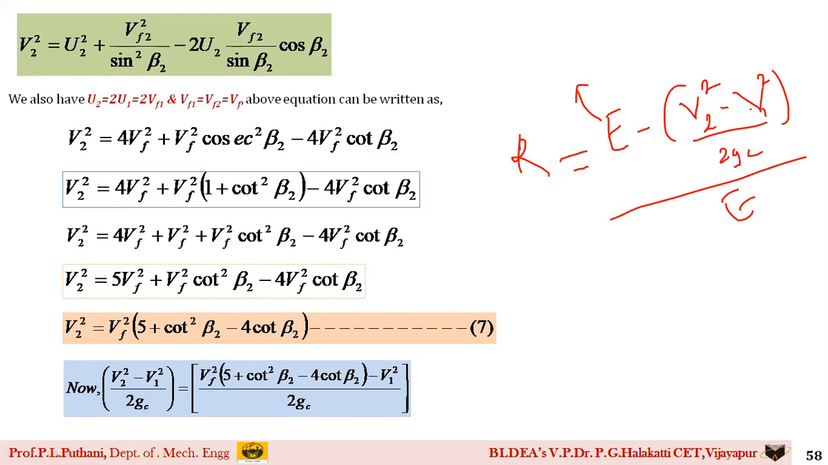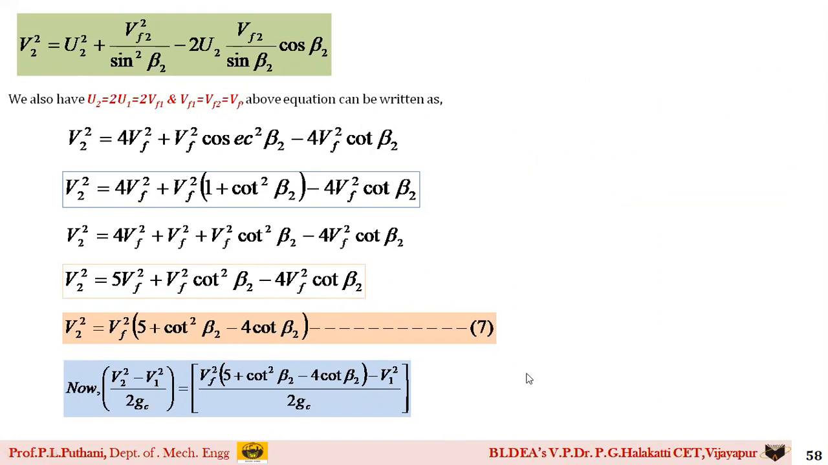Now we have got the value of v2 square. We need to find the equation of v1 square. We are proceeding in this manner. So we have substituted the value of v2 square here, and v1 square is taken here. Now the simplification part begins like this.